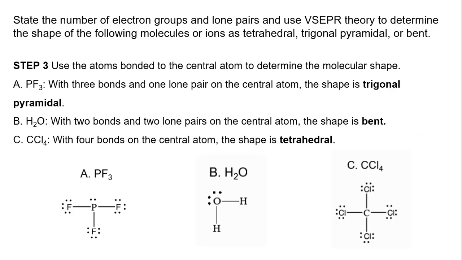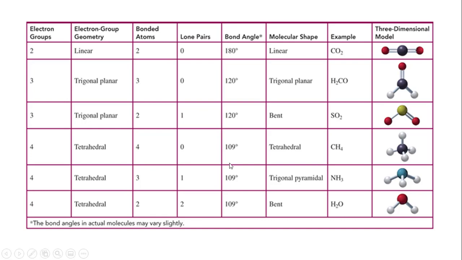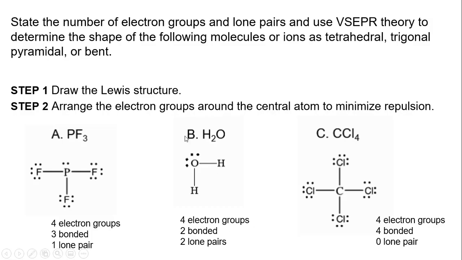Next one is water. Water has 4 electron groups, but it wants to know the shape. So we have 2 bonded and 2 lone pairs. So we go back down to 4, 2 bonded, 2 lone pair, 109, and the shape is bent. And that's what you see here. It's drawn with the lone pairs here, pushing these down towards each other because there's greater repulsion with the electron pairs, lone pairs.